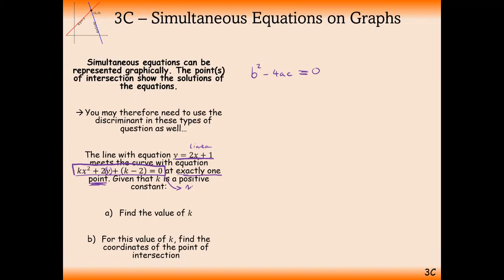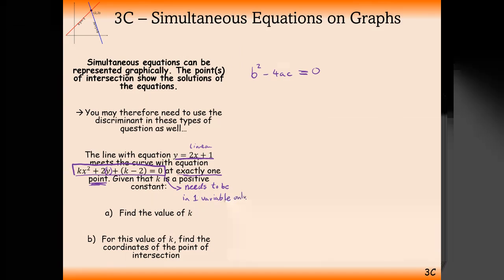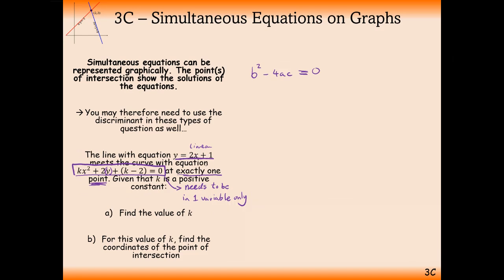Okay, so I'm just going to make a note for you. If you see a quadratic equation with x and y in it, it needs to be in one variable only. Variables are x's and y's, things that change. So first we're going to substitute, replace y with 2x plus 1. Let's rewrite the equation here. I'm just going to label it equation 1, and we're going to call the linear line equation 2.